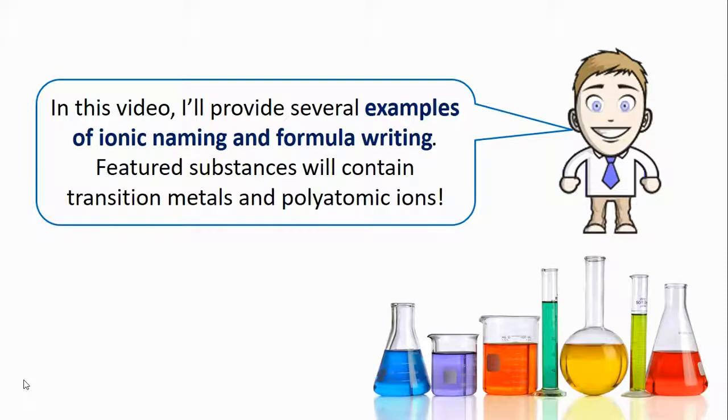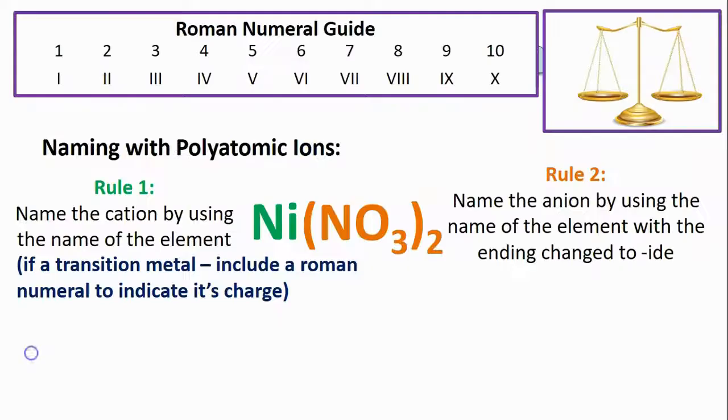In this video, we'll go over several examples of ionic naming and formula writing. At this point, the substances may or may not contain transition metals and polyatomic ions. I'll go over two examples in detail and then provide some more at the end of the video for you to try on your own.